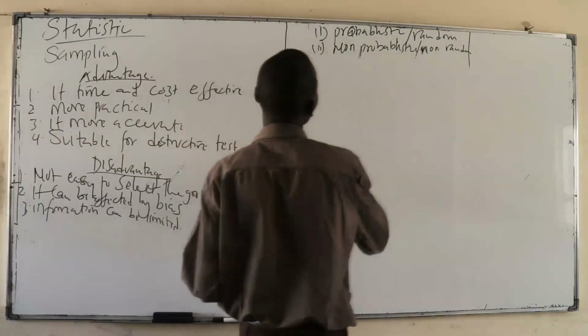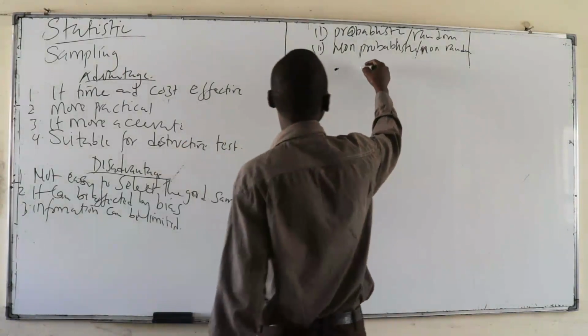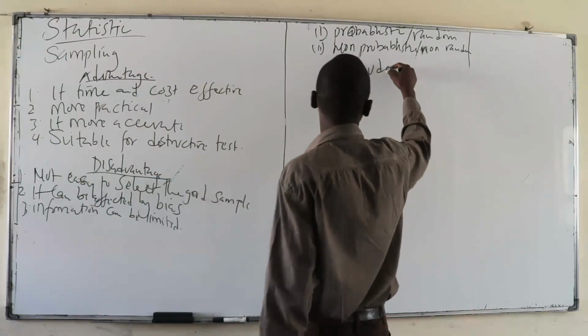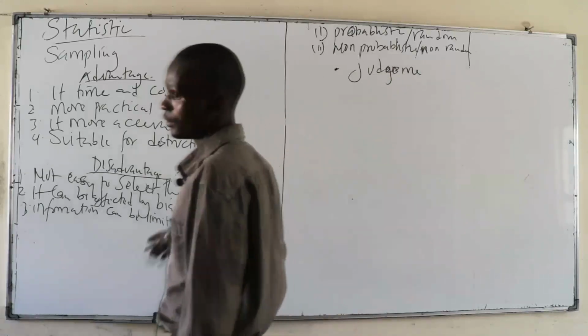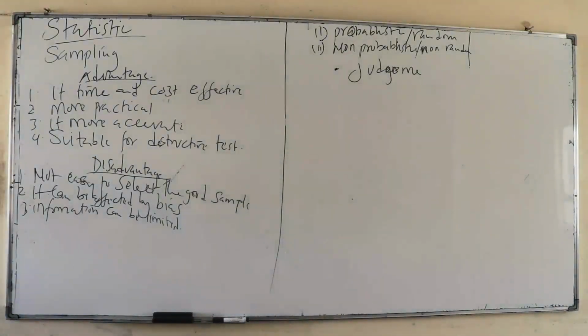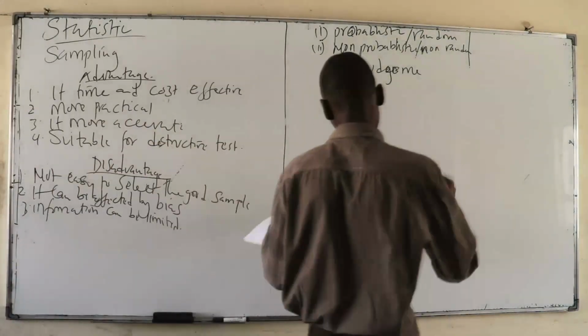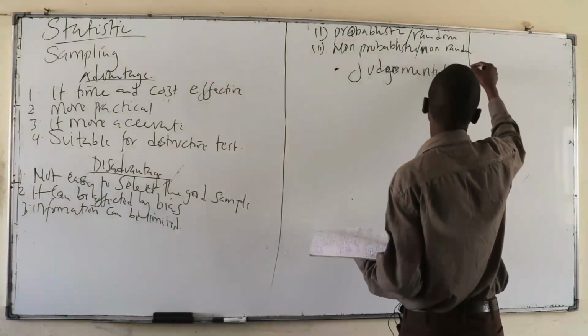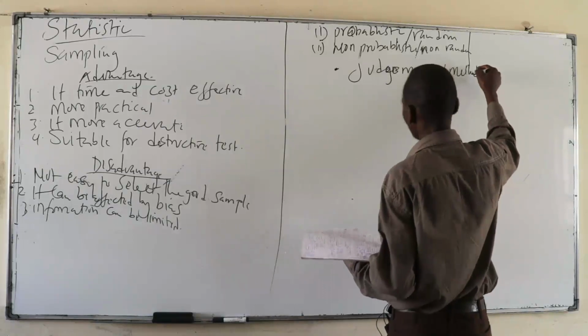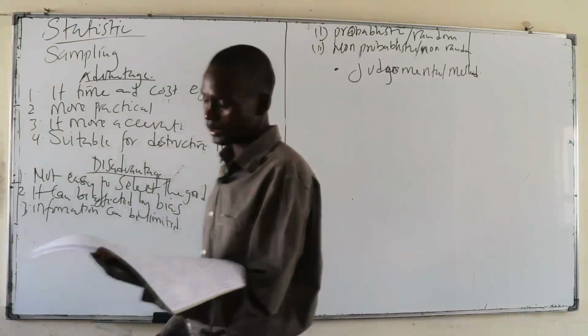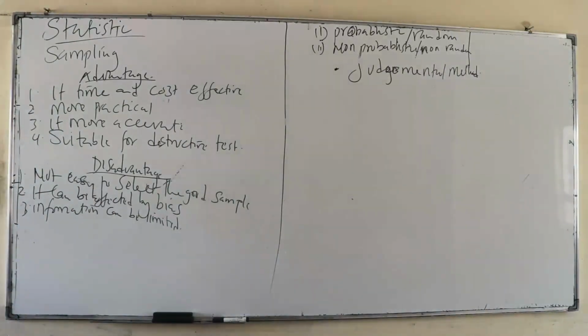So another point on it. They include number 1, we have judgmental method. You say, they include judgmental method. This is where the researcher uses optimum judgment to select a sample.